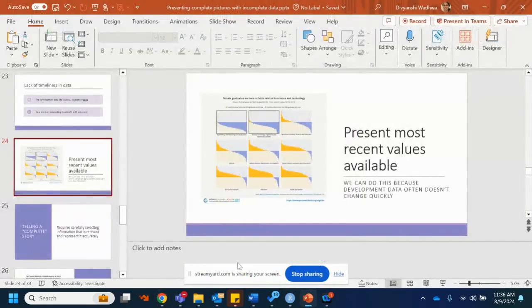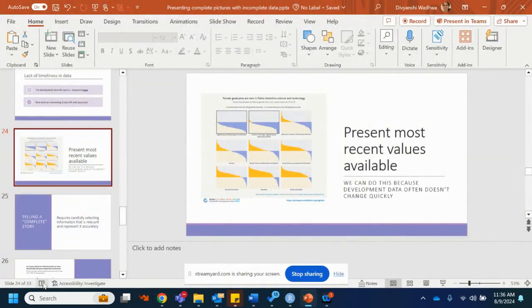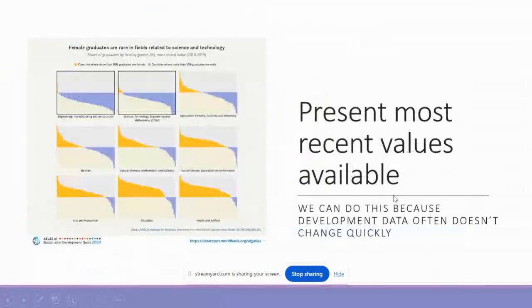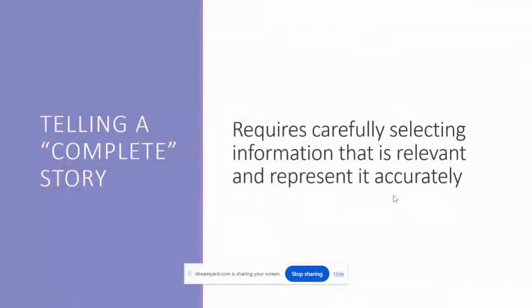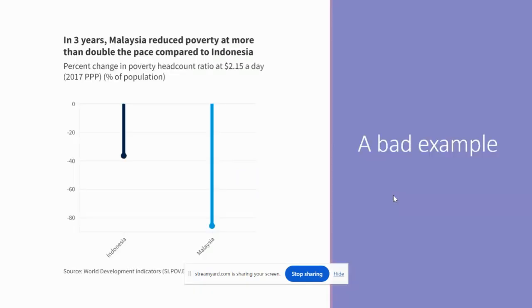Now, I know I'm close to finishing up on time, so I'll try to be quick on this last point. This is a hat tip to what I started off with, which is we can't really tell complete stories, but we want to try and attempt telling complete stories, and it requires carefully selecting information that is relevant and is represented accurately. I'll give you an example, which is a bad one, which I think is the best way to learn data viz. I hope everyone has gone through those bad charts to find a way to learn more about good data viz. And this is one example.